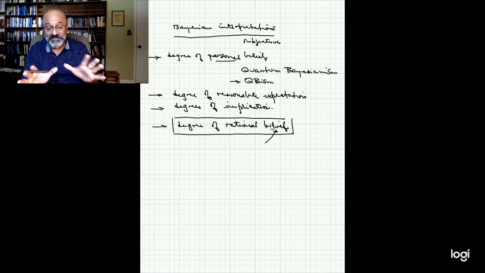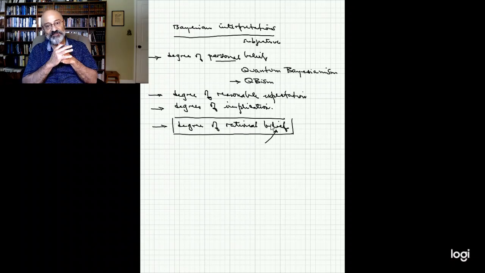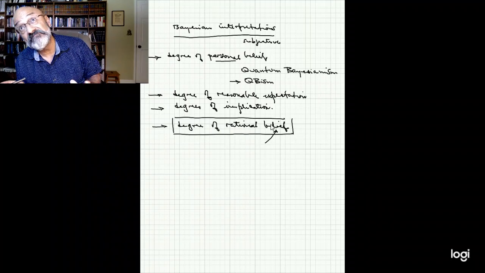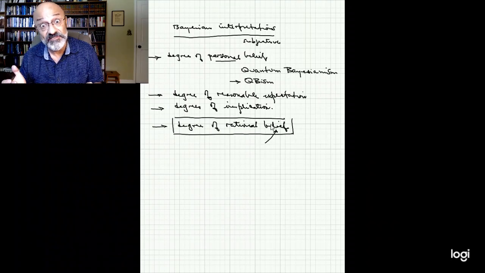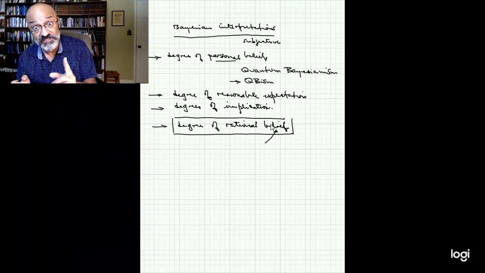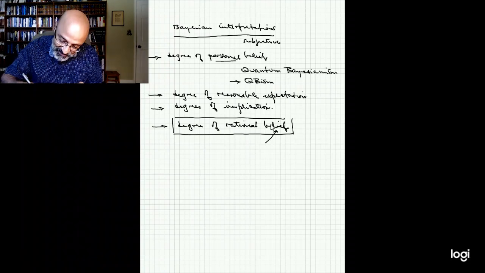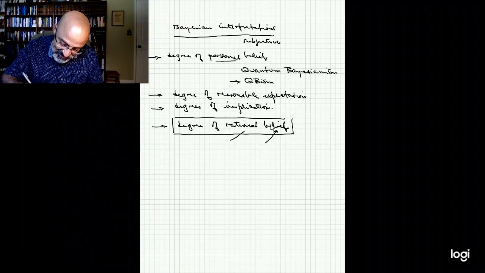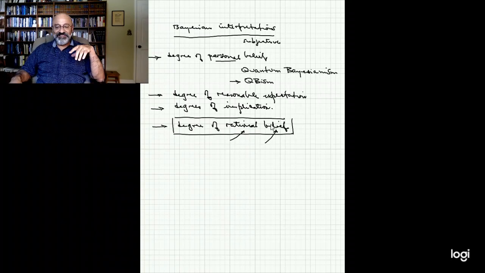But in any case, let me reassure you that when I say belief here, I do not mean to imply that there is any connection to religion. What I mean is precisely, I believe it's going to rain. It's getting cloudy. My beliefs that it's going to rain are going up. And that's pretty rational.